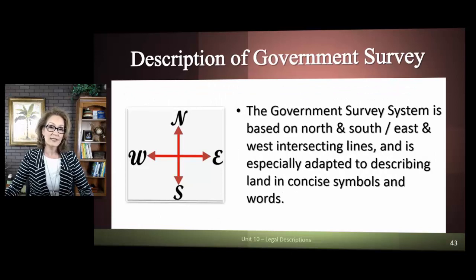The government survey system is based on north and south, east and west intersecting lines, and is especially adapted to describing land in concise symbols and words.